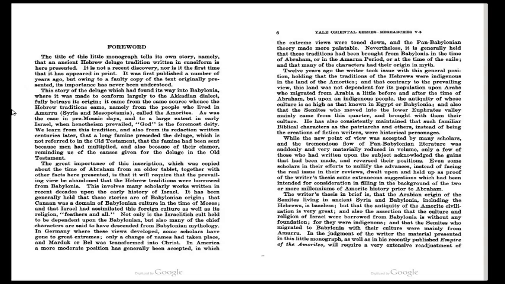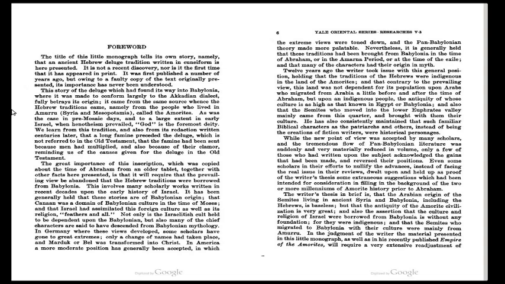The story of the flood found its way into Babylonia, where it was made to largely conform to the Akkadian dialect, which fully betrays its origins. It came from the same source from where the Hebrew traditions came from, mainly from the people who lived in Amuru, Mesopotamia and Syria, called the Amorites, as was the case in pre-Mosaic days, and to a large extent in early Israel, when henotheism prevailed. God is the foremost deity.